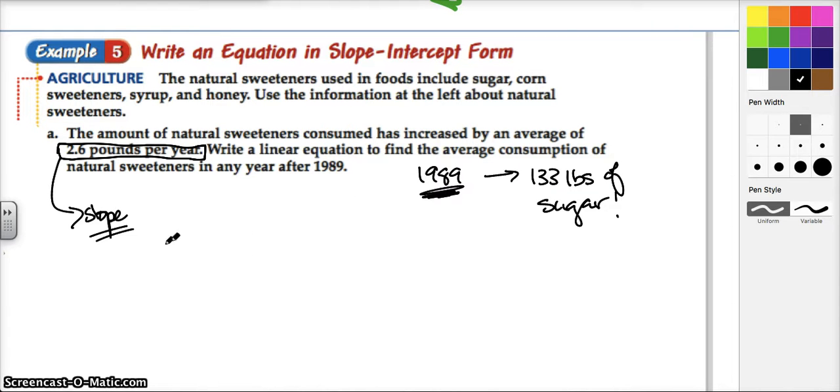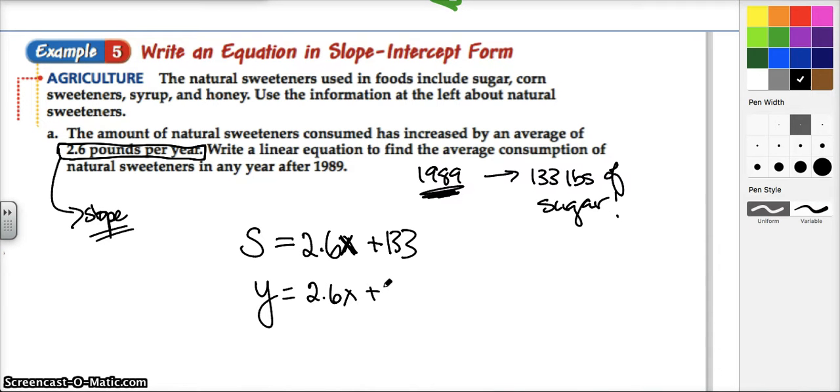So my equation is going to be, I'm going to use S for sugar consumption, equal to 2.6 times, let's say, X for the years. 2.6X plus 133. Because we're starting at 133, for every X years over 1989, that will be the sugar consumption for that year past 1989. Does that make sense? So in a way, 1989 is like our 0 year according to the variable. And if the S makes you uncomfortable, and you just want Y, you can write it like this as well.